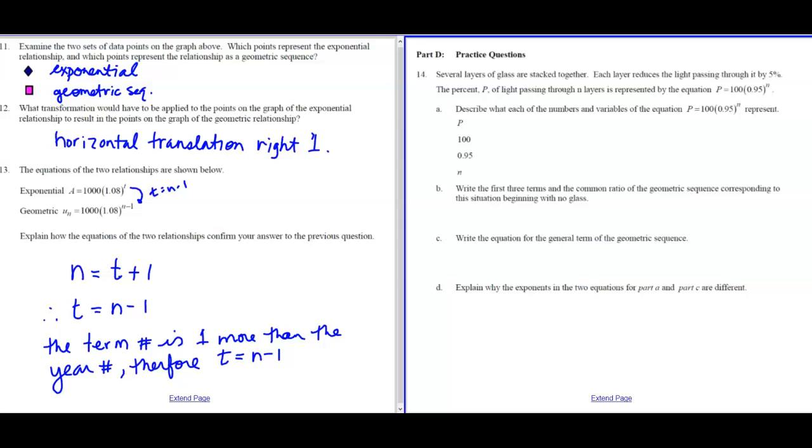So P, it tells you, is the percent of light passing through. Okay, so what does the 100 represent? The starting 100%, right? So that means light passes through. 100% really in this case would be when n is 0, so there's no glass. So obviously the light is passing directly through. So this is the initial percent.